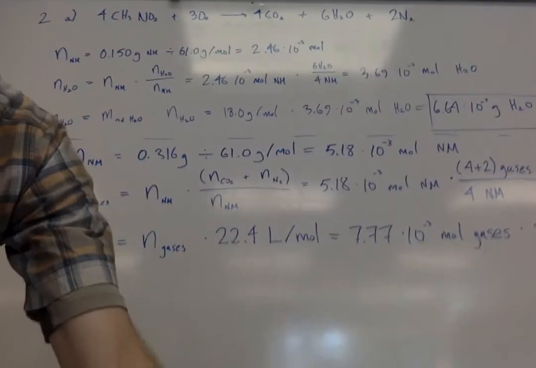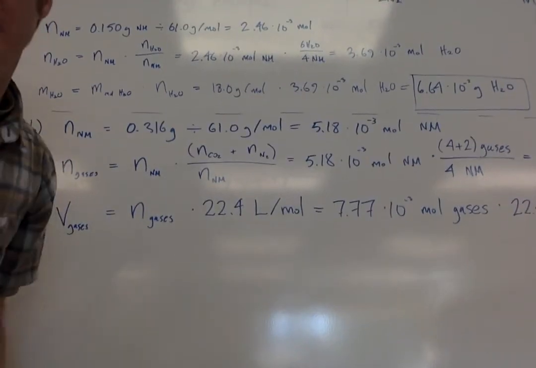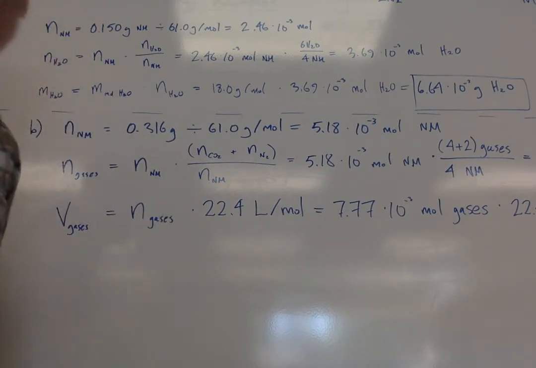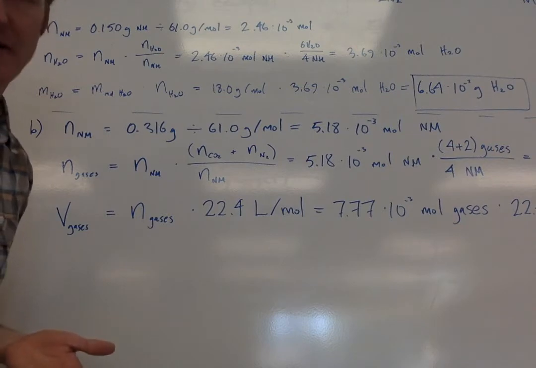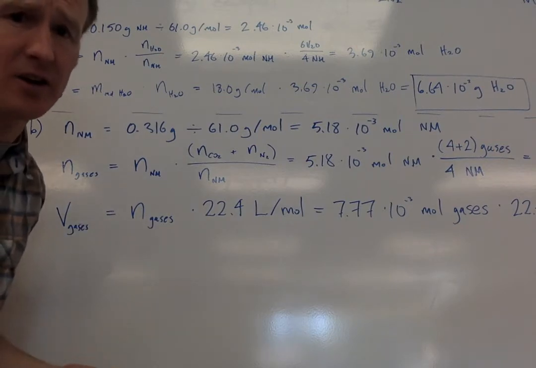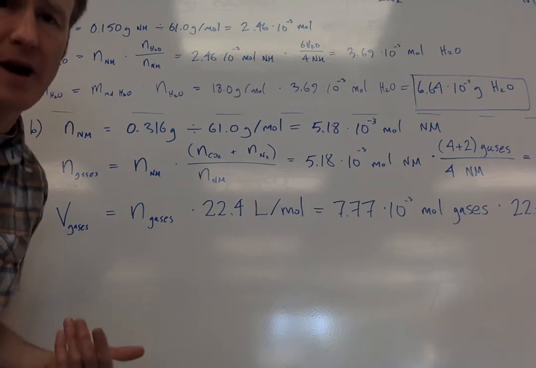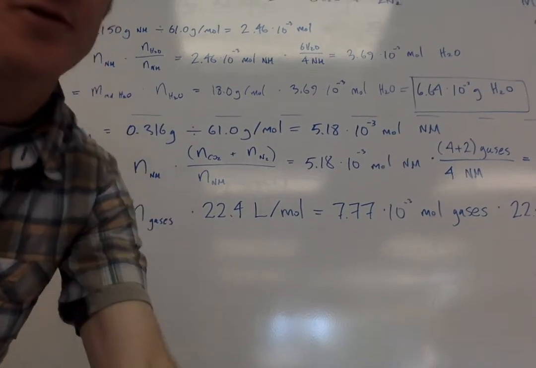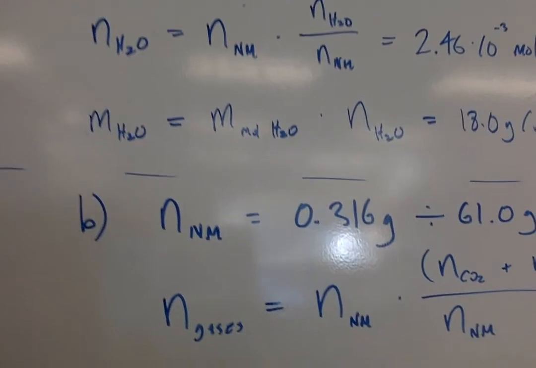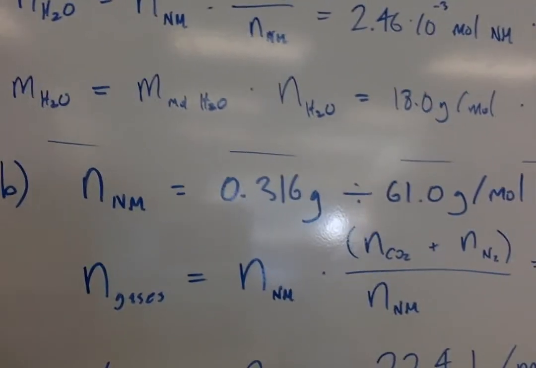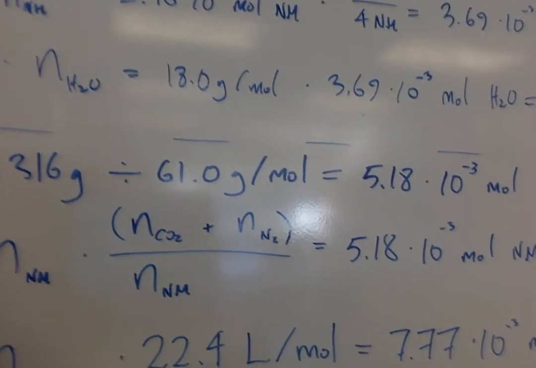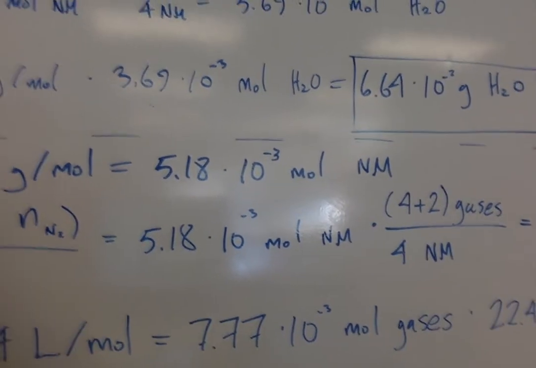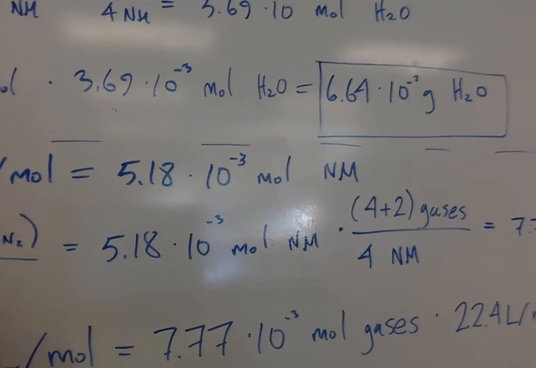Question 2B, that's a little different. They're asking, what combined volumes of carbon dioxide and nitrogen gas are produced when 0.316 grams of CH3NO2 is burned, your nitromethane? This is handy because we've already calculated the molar mass of nitromethane. So we can take that right away. The number of moles of nitromethane, in the middle of the screen right here, equals 0.316 grams divided by 61.0 grams per mole. And that's 5.18 times 10 to the negative 3 moles of nitromethane, NM.